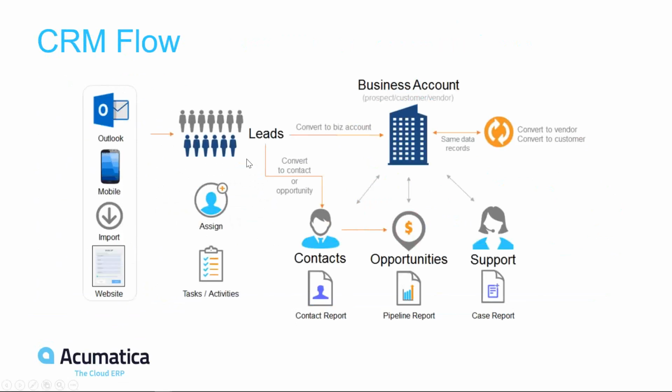So once they get there, once they enter the system, and we'll see some of this in just a few minutes, you can use what we call assignment and approval maps to automatically assign those leads to your sales team.